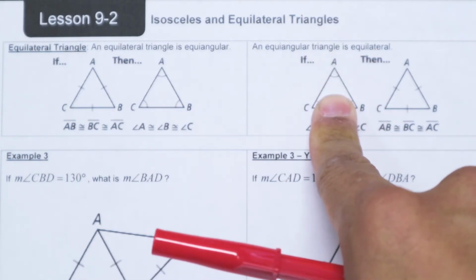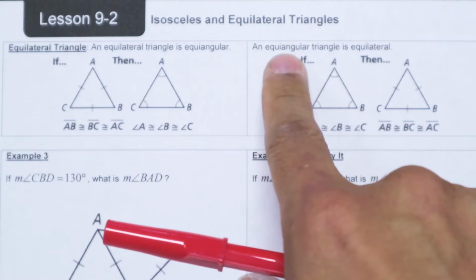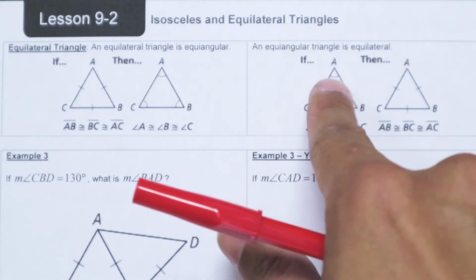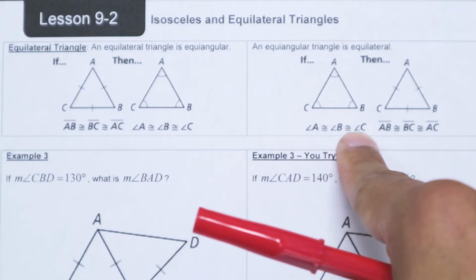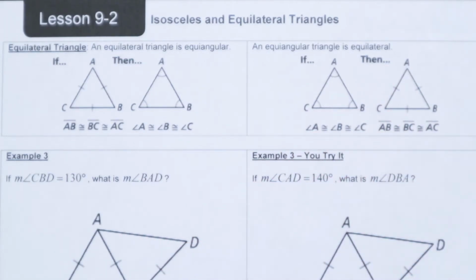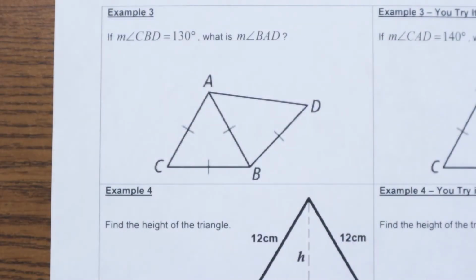The reverse statement, the converse, is also true. An equiangular triangle is equilateral. That means if all three angles are the same or congruent, all three sides are also the same or congruent. Well, with those two properties in mind, let's take a look at example 3.